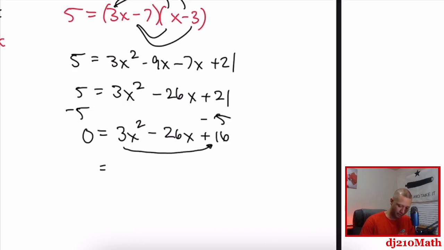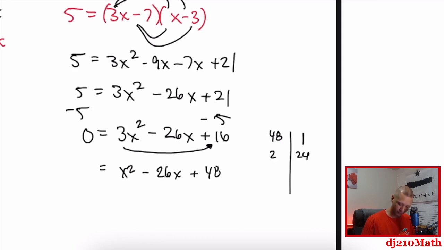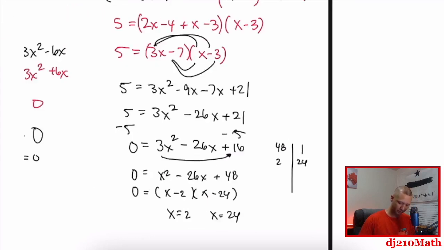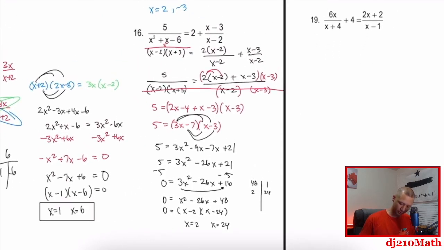So slide and divide method. So two numbers that make 48 that add up to 26. Two and 24. That was a lot faster than I thought. So 2 and 24, but they both need to be negative. So x is equal to 2 and x is equal to 24, which is x equals 2 is no good.